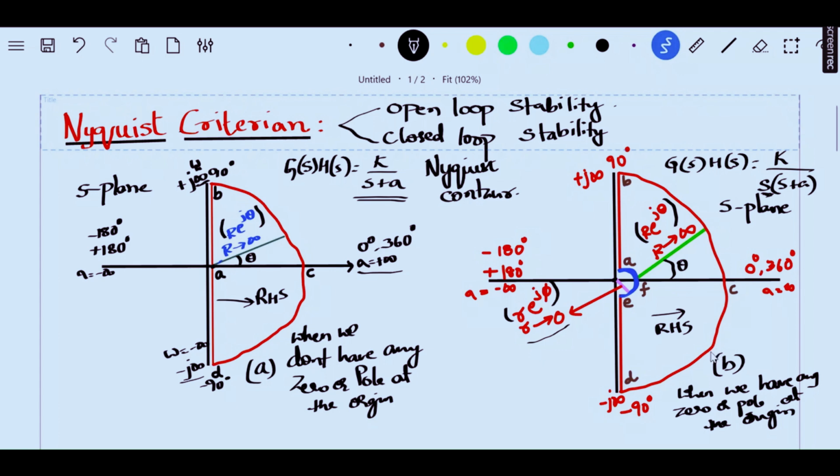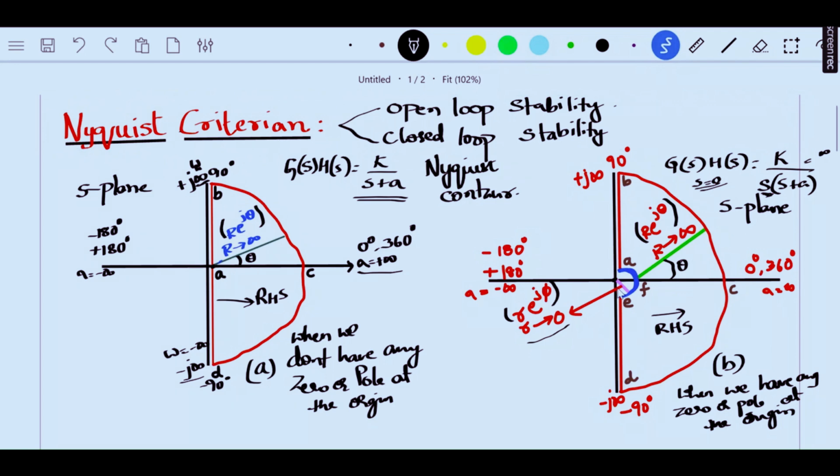The reason is, let me tell you, very simple. If I have a pole at the origin, you know that it becomes s into s plus a. Now, if s is equal to 0, for example, anything divided by 0, see k by 0, that becomes infinite. So when there is any pole at the origin, I cannot traverse the contour, I cannot traverse the transfer function through 0. That is why we have taken a small semicircle, which is outside 0, outside the origin.